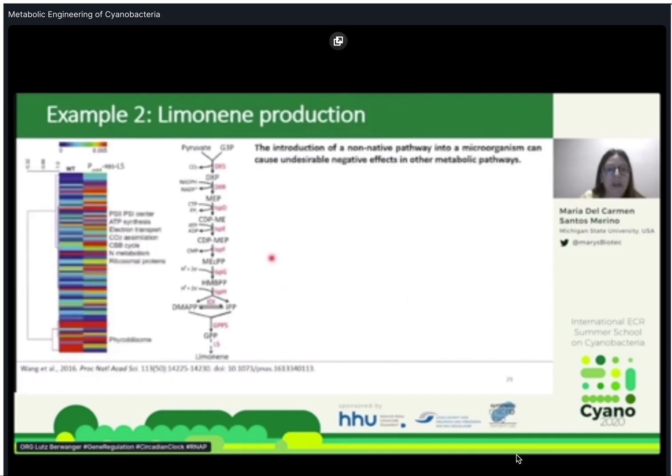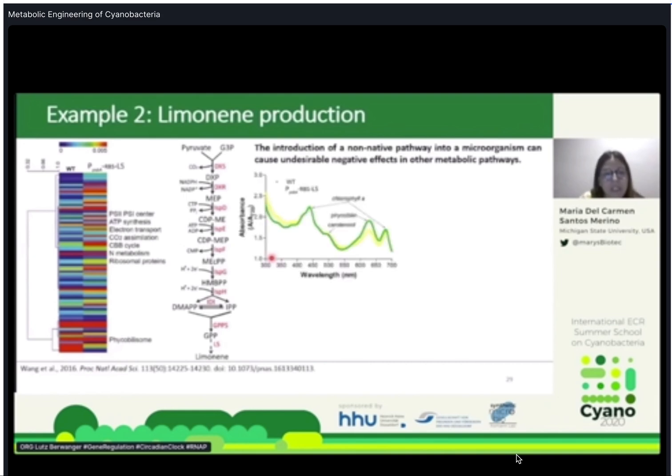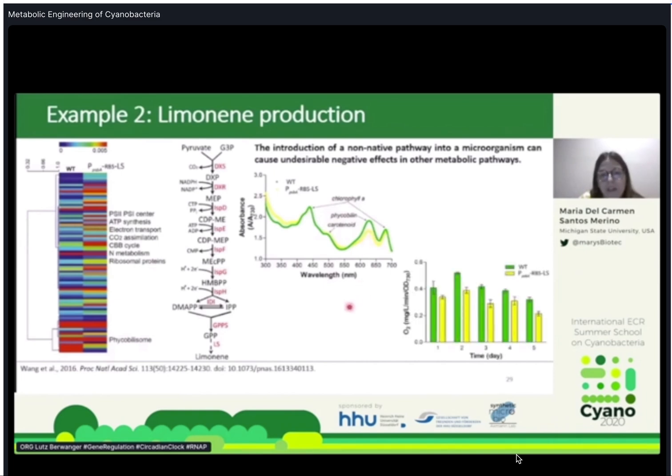limonene production, but we can have some negative effects in other metabolic pathways. In this case, the production of limonene has a negative impact, as you can see here in the proteomics analysis and here in the phycobiliprotein content. There were no changes in chlorophyll or carotenoid, but a decrease in the phycobilin content was observed. And also another negative impact of limonene production was a decrease in the oxygen evolution, in the photosynthetic activity.